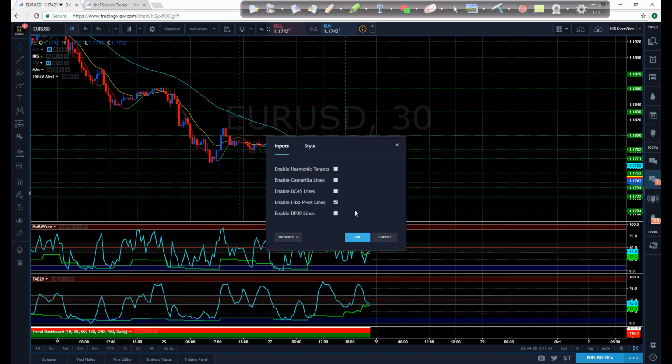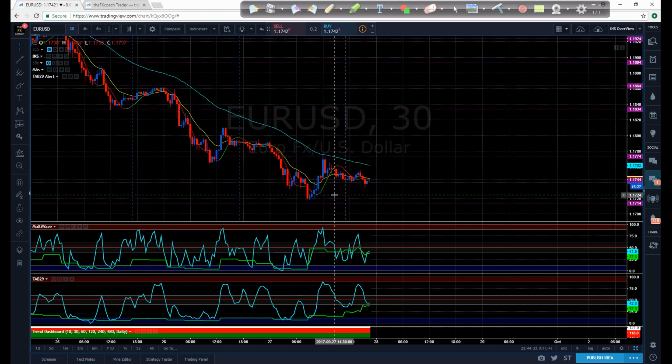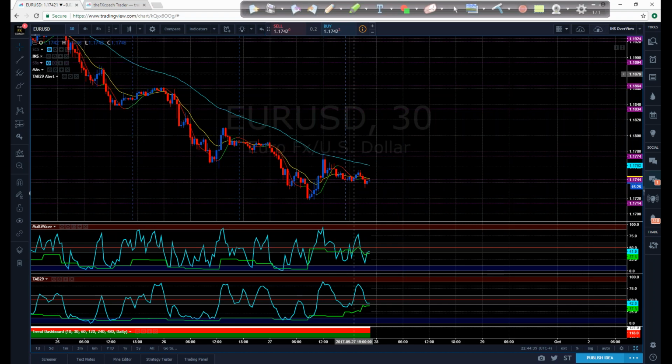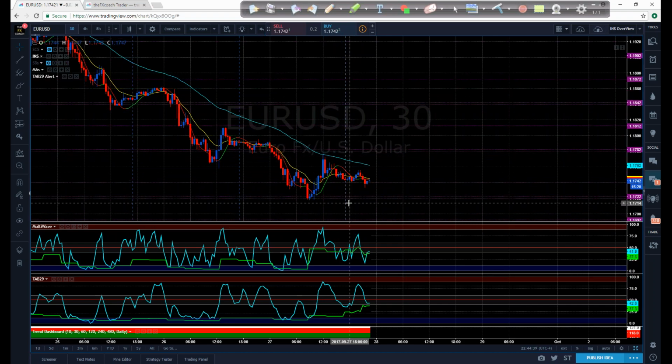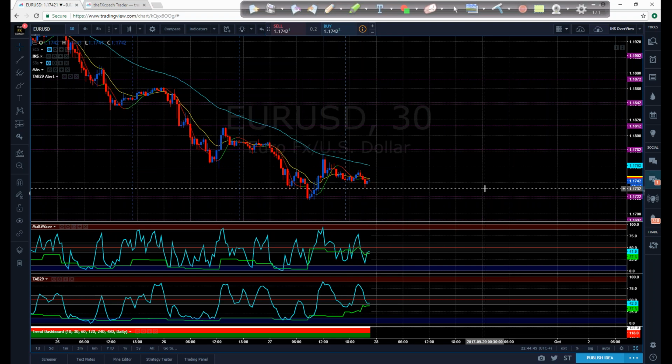Just send me a couple of it, okay? So Fibo pivots, the DP30 system. Again, we're kind of early in the day because these lines really start on the last session end. Oh, there it goes. It just readjusted for the day's end. So these are going to be better to be viewed as time moves on.